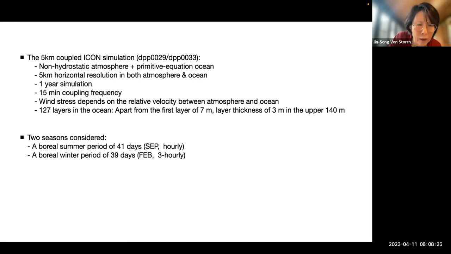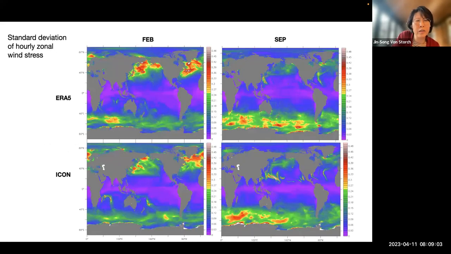And we have analyzed about 40 days. One is from the second half of August to September, so that will be our boreal summer period. We call it the September period. And the other is from the second half of January to February, another 40 days, about 39 days. For that, we have only 3 hourly data, but lots of results are based on the hourly data from the boreal summer period.